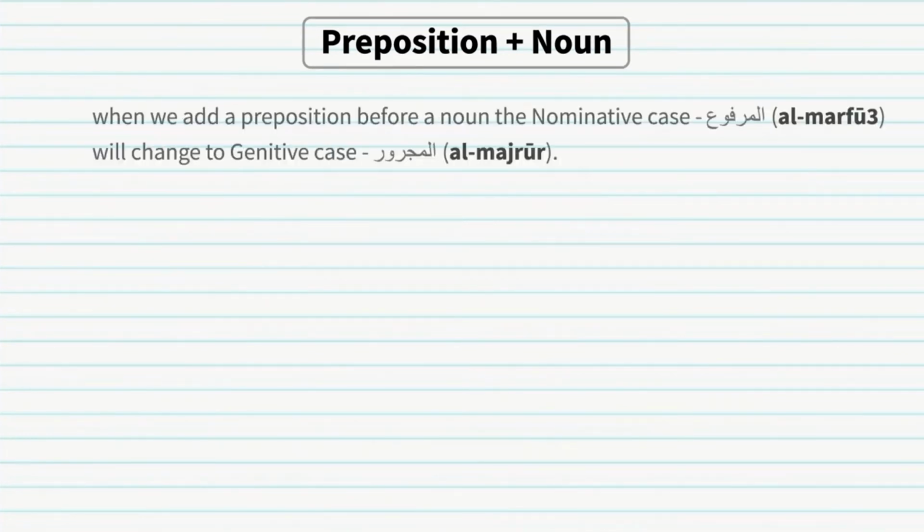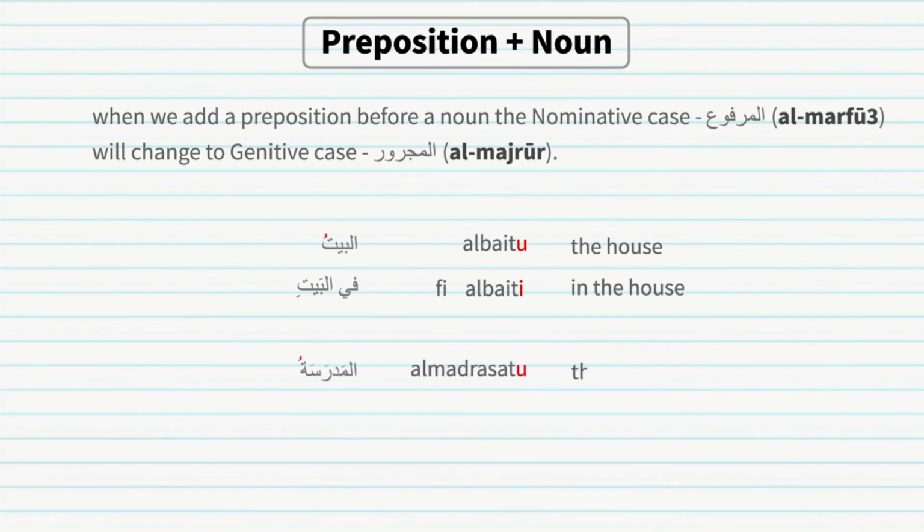But when we add a preposition before a noun, the nominative case will change to genitive case. For example, al-baytu, the house. When we say in the house, when we use a preposition fi, the al-baytu will change to fil bayti. Notice how the dhamma changed to a kasra. Another example, al-madrasatu, the school. To the school, ila al-madrasati. As you can see, the word changed its state from the nominative case to the genitive case.